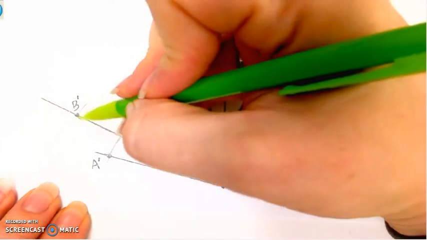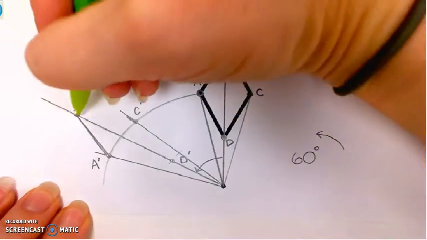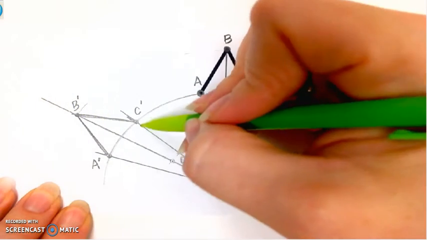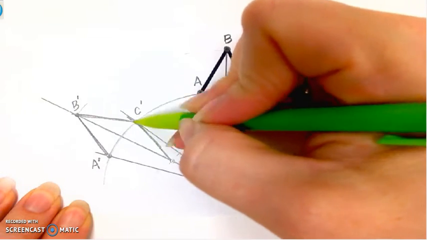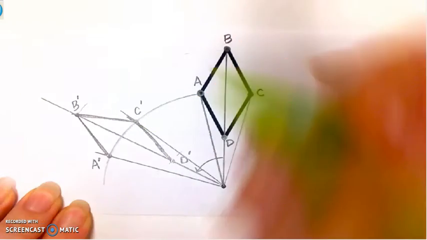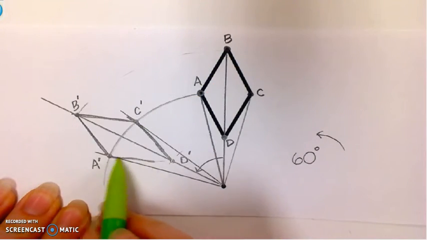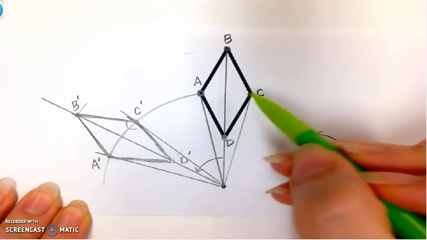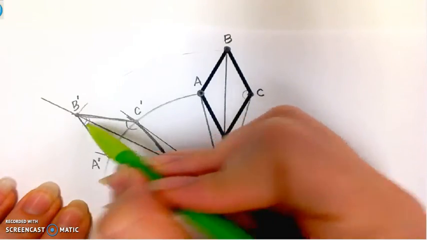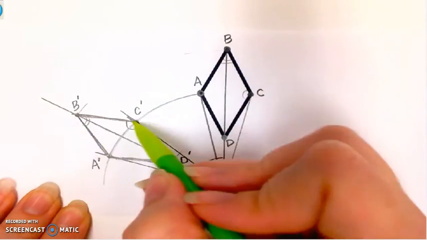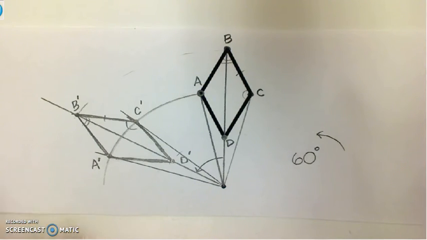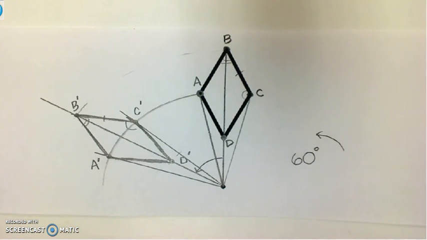So if we connect, and this is always how you'll be able to tell if you screwed anything up, when you connect them, if this doesn't look congruent to my original pre-image, something went wrong. So all these angles should be congruent. All these lengths should be congruent, because we have an isometry. So that was a little more complicated than the coordinate way, but equally fun.